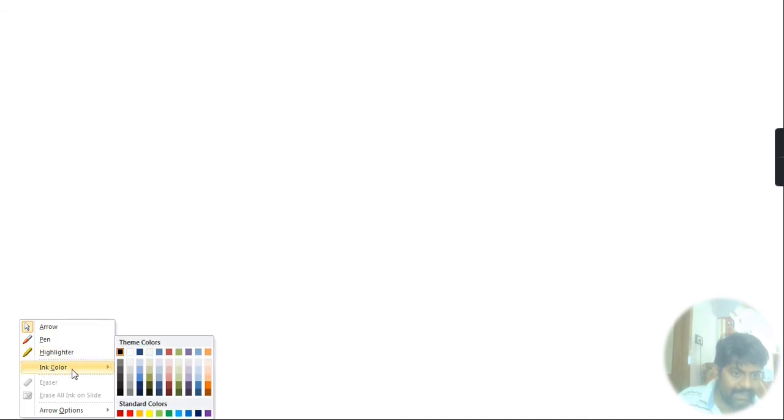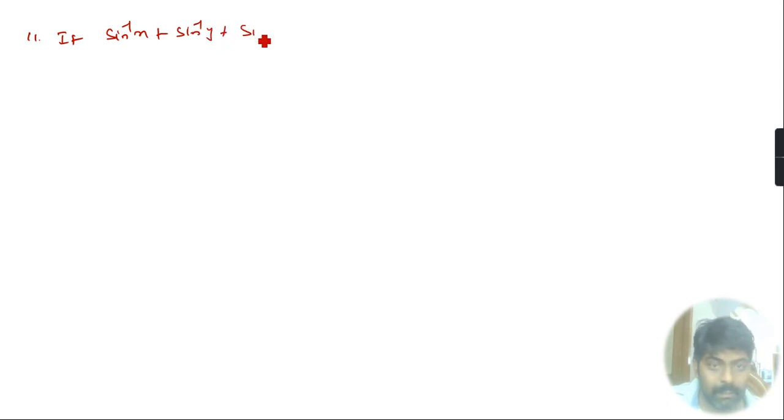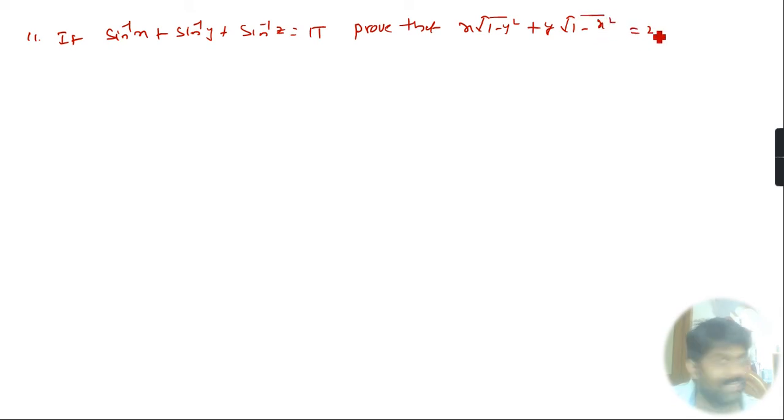And next one is: if sin inverse x plus sin inverse y plus sin inverse z is equal to pi, prove that x into root of 1 minus y square plus y into root of 1 minus x square is equal to z.